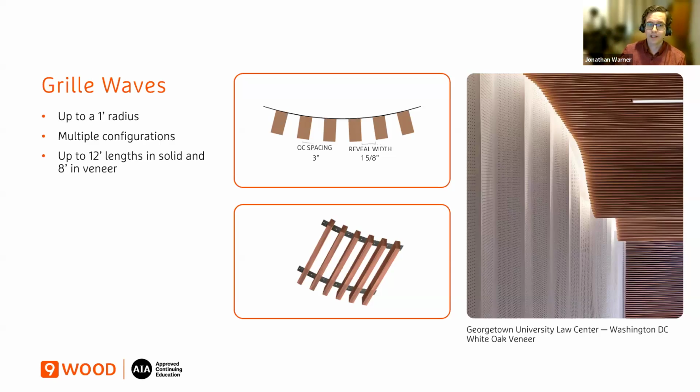And it works great because it's very similar to just a normal non-curved grill, but it does provide the ability to direct screw into curved T-bars, and it can work out great. And up to 12-foot lengths in solid, 8-foot in veneer, lots of different configurations. This can go down to a 1-foot radius potentially. So yeah, lots of different choices there.